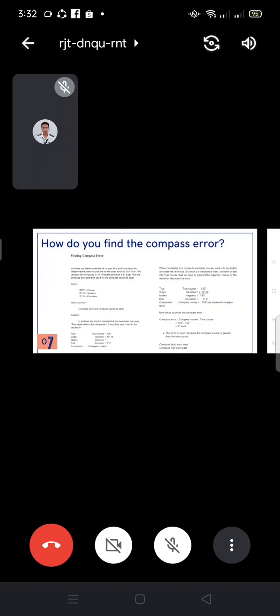So how do you find compass error? Finding compass error. So these are some examples of it. You have just taken a satellite fix on your ship and from there, the master traced a new course line. The chart course is 130 degrees true and variation for the locality is 10 degrees west. Deviation is 6 degrees east. Find the compass error and solve the compass course to steer.